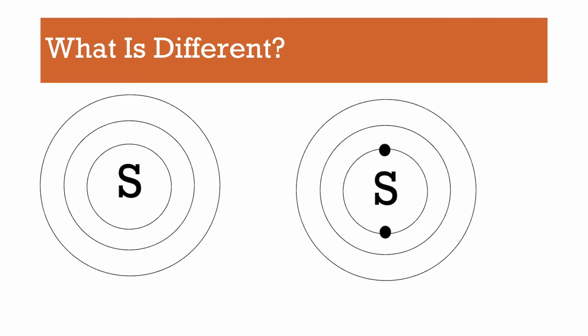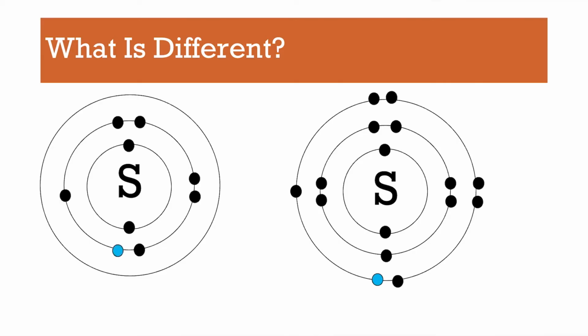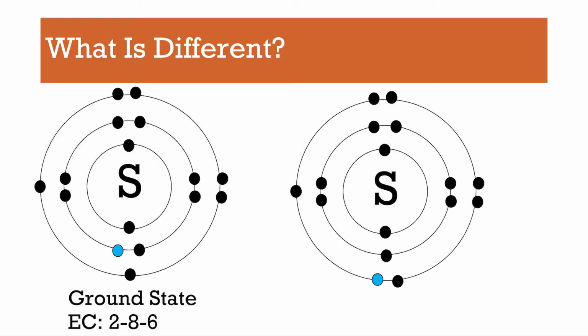With this picture, I want you to notice what is different. What difference do you see? Hopefully you would say something along the lines of: the one on the left is your ground state, and the one on the right is your excited state.